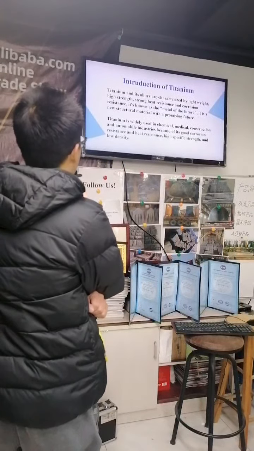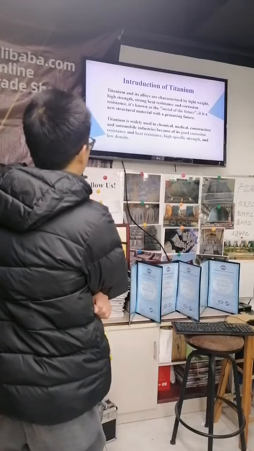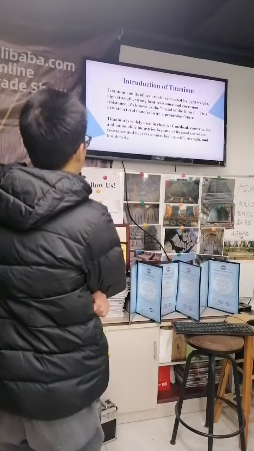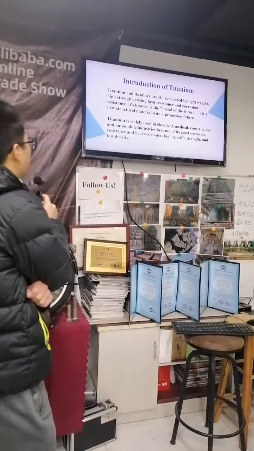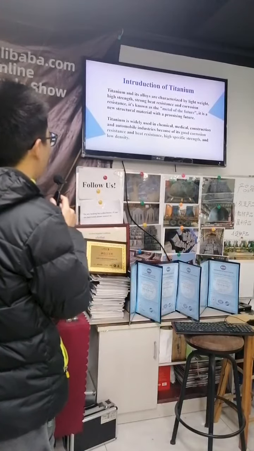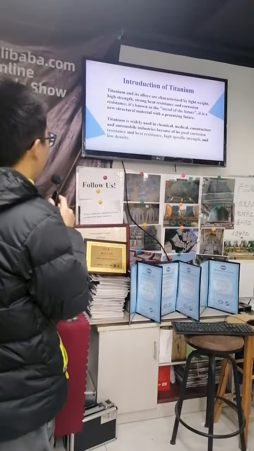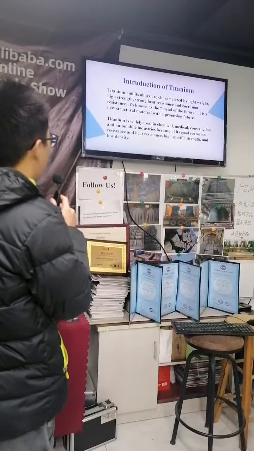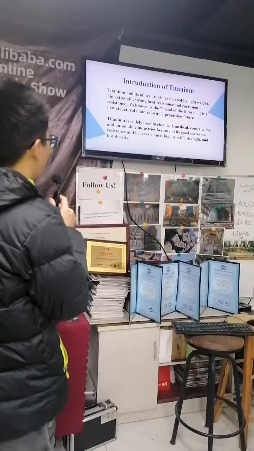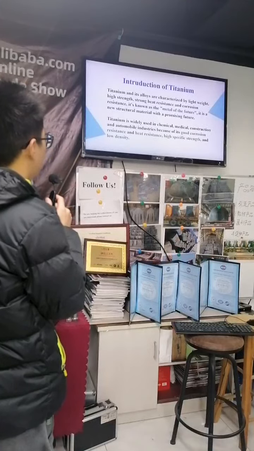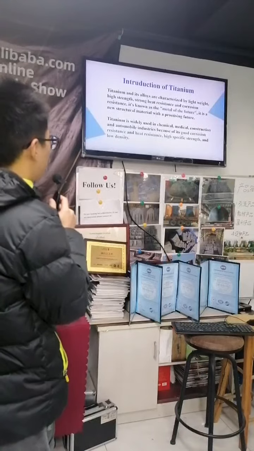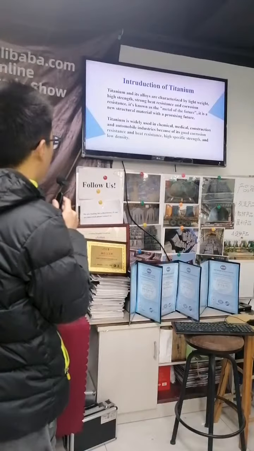Titanium and its alloys are characterized by lightweight, high strength, strong heat resistance, and corrosion resistance. It's known as the metal of the future. It is a new structural material with a promising future. Titanium is widely used in chemical, medical, construction, and automobile industries because of its good corrosion resistance and heat resistance, high specific strength, and low density.